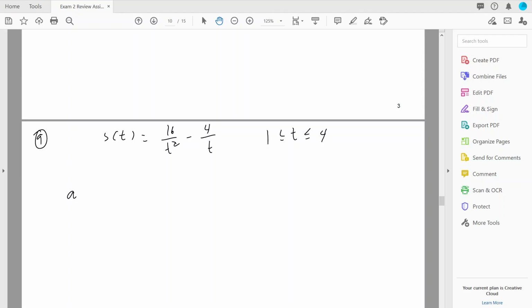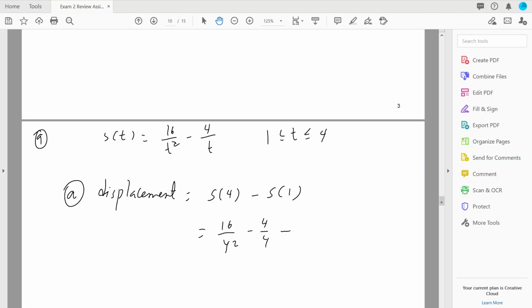So for the first part, we need to find out the displacement when the body moves from 1 to 4. Displacement can be found by finding the position at 4 minus the position at 1. So we just need to find the value of this position function at 4 and 1. Plug t equal to 4 here, which is 16 over 4 square minus 4 over 4, minus t equal to 1 here, which is 16 plus 4. I am writing plus because of this negative sign. This negative becomes plus. If you simplify this, you are going to get negative 12. So that is the displacement when the body moves from time 1 to 4.